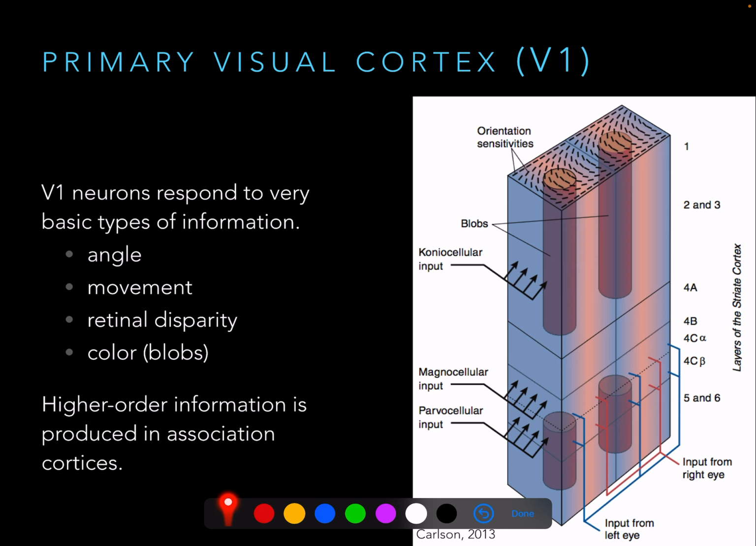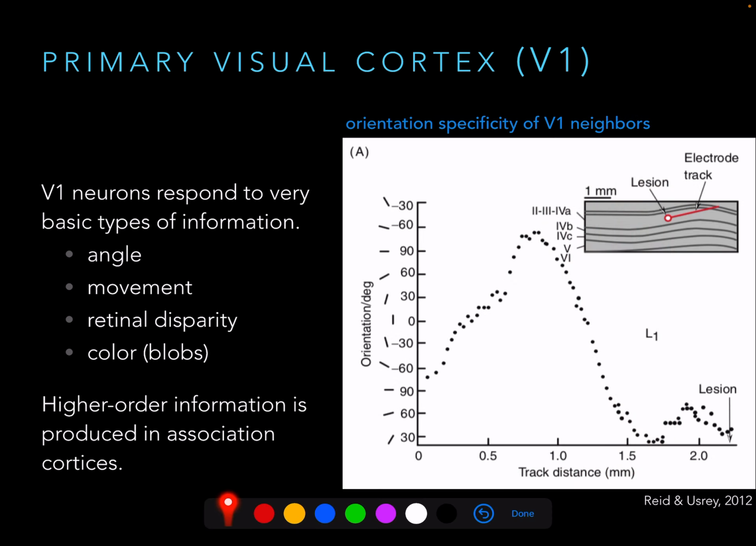What's the angle of a line? Does it seem to be moving perhaps? Is there retinal disparity? What's the color, red versus green versus blue? And then we're going to go to association cortices to figure out more complicated stuff, like what is it and where is it.